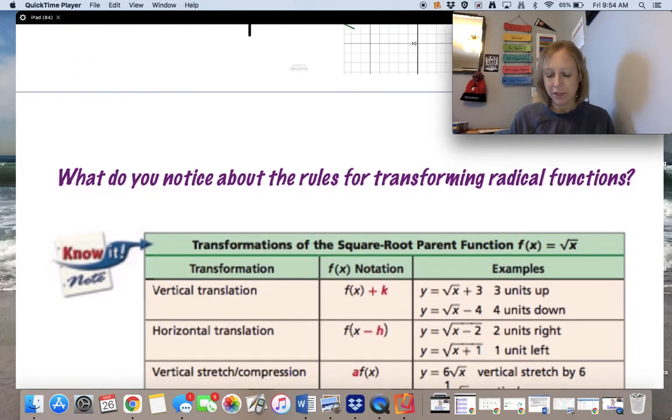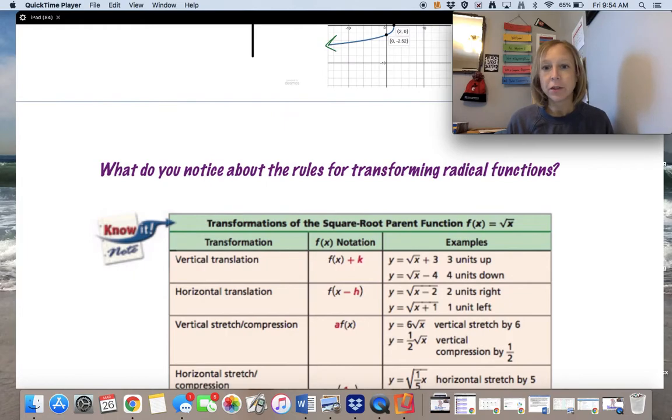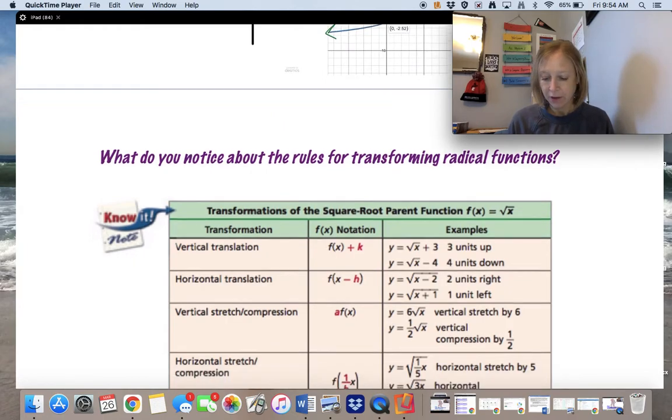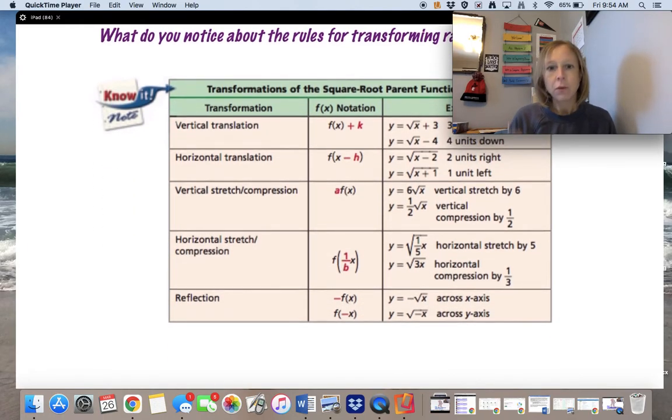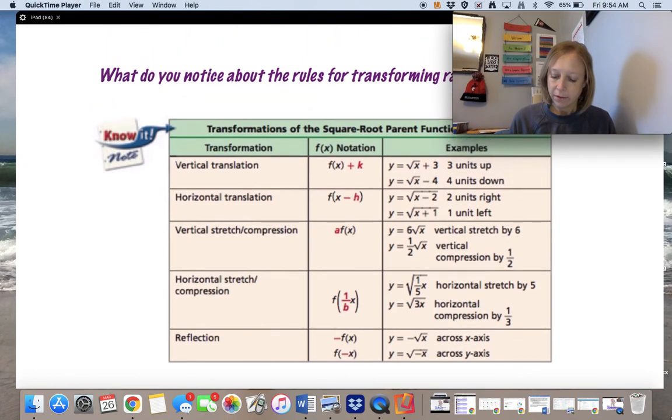Now let's talk about transformations. The transformation rules are the same that we've been working with all year. When we add or subtract at the end of the function, that's a vertical shift. When we add or subtract underneath the radical, that is a horizontal shift. When we multiply outside of the function, so like in front of the radical, that's our vertical stretch or compression.